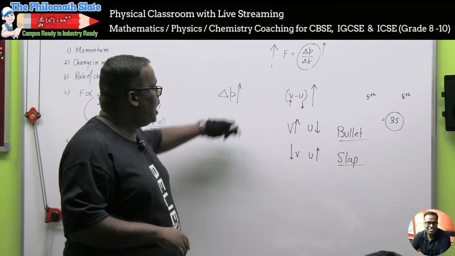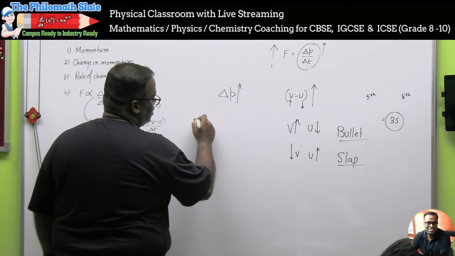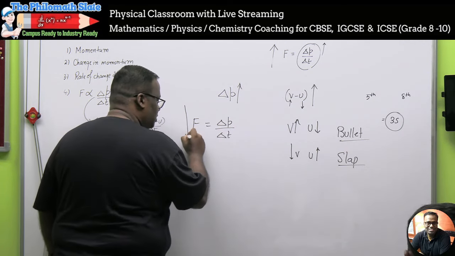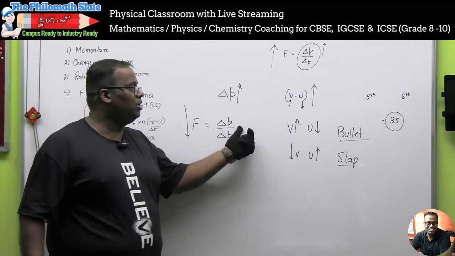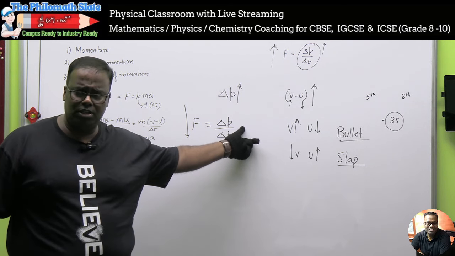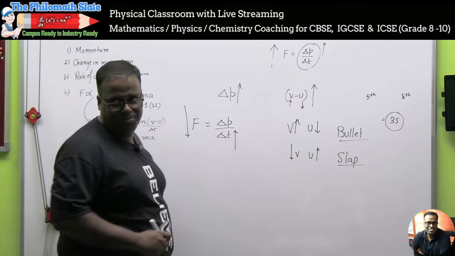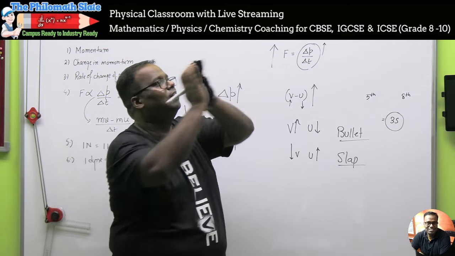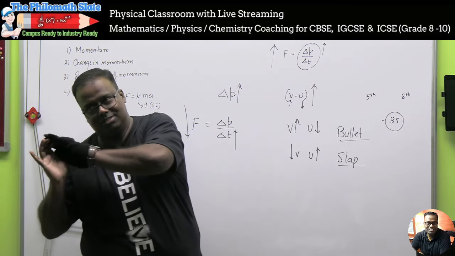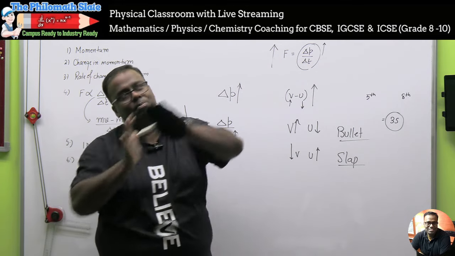Now let us see. I want to reduce the force. Force equal to delta P over delta T. I want to reduce it. So if I want to reduce it, one way is what? Reduce the difference. But this time we'll play on time. If you want to play on time, then you have to increase the time. Take the catch after some time. Allow your hands to come along with the ball. The pain is less.